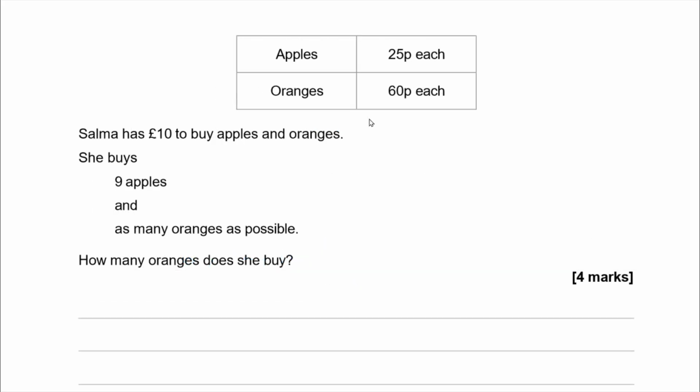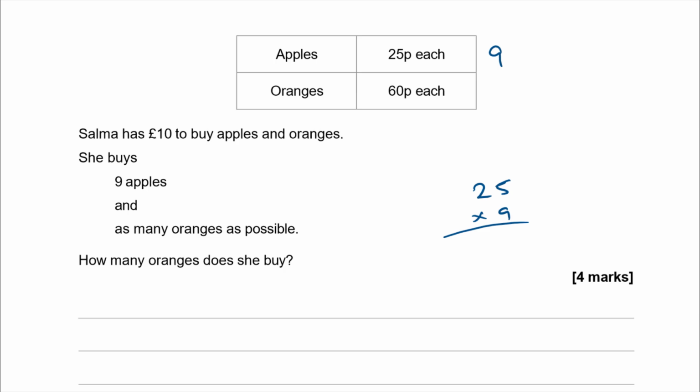Question 8, we've got apples at 25p each and oranges at 60p each. Sam has £10 to buy apples and oranges. She buys 9 apples and as many oranges as possible. How many oranges does she buy? Okay. Well, let's work out how much her 9 apples cost first. So we want 9 of these at 25p each. So then we're going to have to work out what 9 times 25 is. I might just write that the other way around. 25 times 9 to start with. So what is 25 times 9?